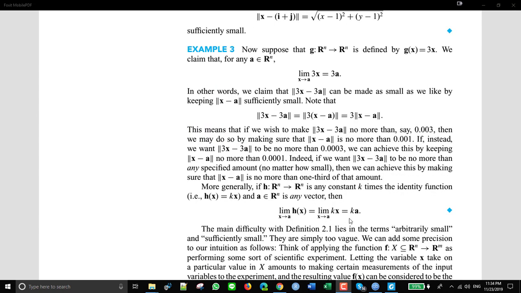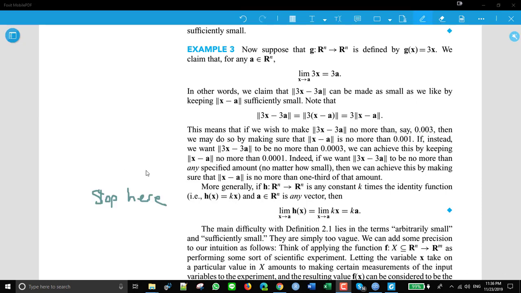In fact, maybe we won't go through this. We'll just say that this is going to be a general rule: if our function is just a scalar times x, then the limit is just going to be the scalar times the a. Basically, just like in the case of functions of a single variable, a scalar valued function of a single variable, if you're doing a limit, you can just put a into here and you get the limit. So you just get k times a. Okay, let's stop here, and we'll come back and continue.